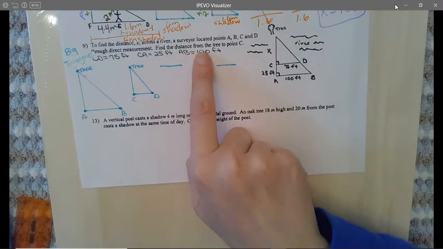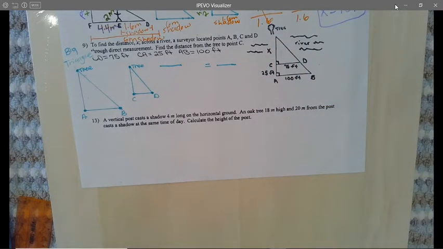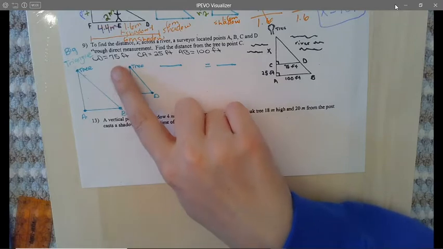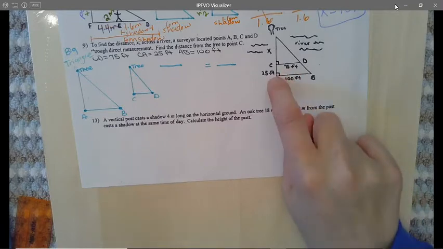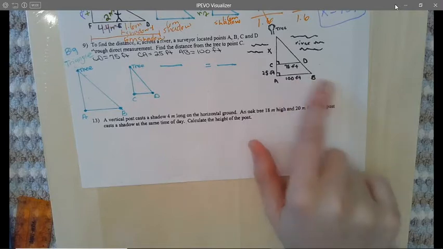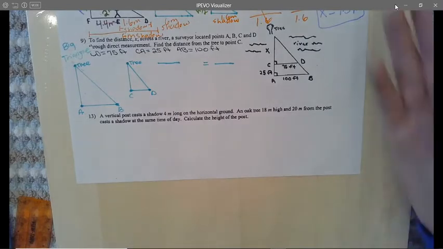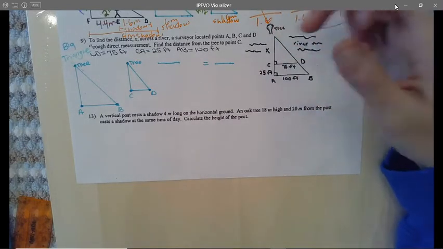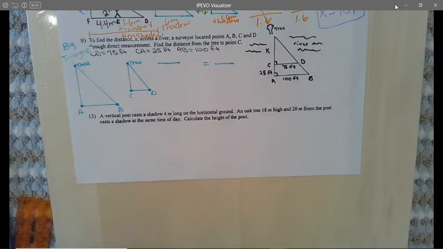It says to find the distance from the tree to point C, which will be our distance across the river. The measurements the surveyor got were that C to D was 75 feet, C to A was 25 feet, and A to B was 100 feet. These were distances the surveyor was able to measure directly, and then through indirect measurement, without actually measuring across the river, we're going to be able to find it. That's why similar figures are really important in the real world. Okay, let's get going, you guys.